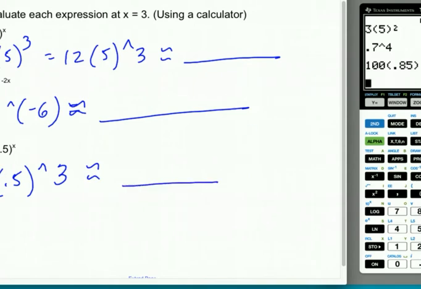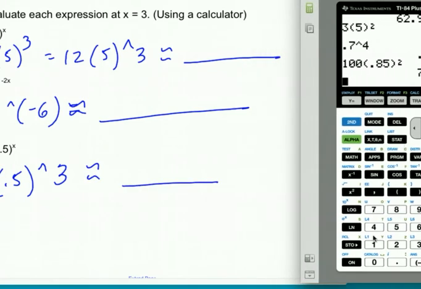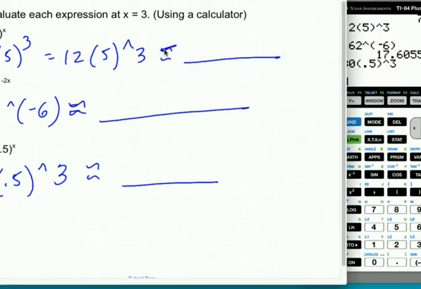All right, so again, the goal here is just to make sure you know how to put stuff in your calculator, right? So 12 times 5 to the third, 0.62 to the -6th, and 80 times this 0.5 to the third. Right, so this one comes out to be, and I don't need the approximate because it's actually equal. It's a terminating decimal, right?